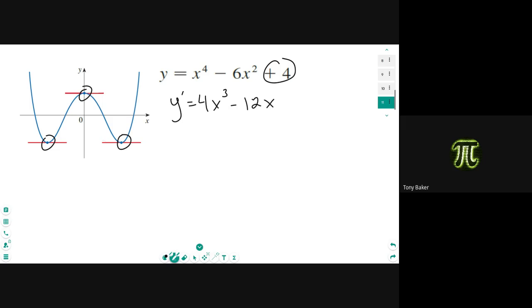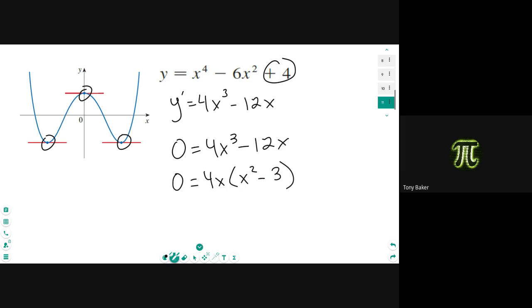So as you said, I got to set this equal to 0, right? So I want to know when this is 0. So 0 equals 4x to the third minus 12x. So how do we solve that for 0? Yeah, let's factor something out. What can I factor out? I can factor out 4x, and I'm left with x squared minus 3.